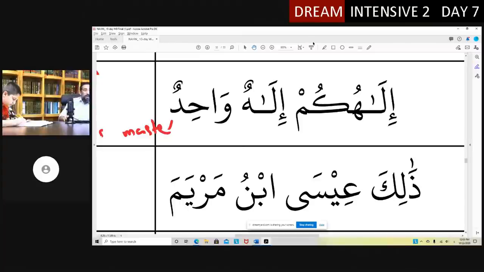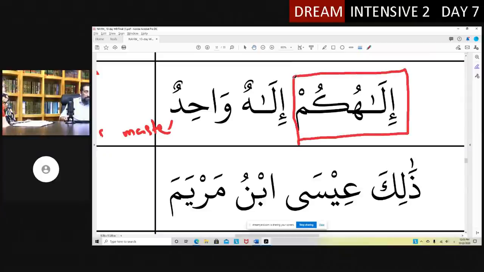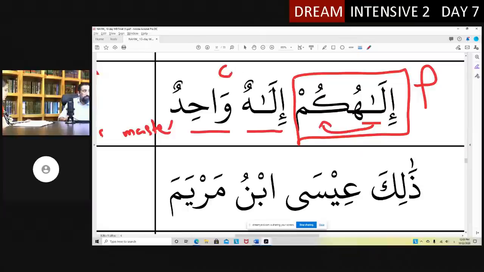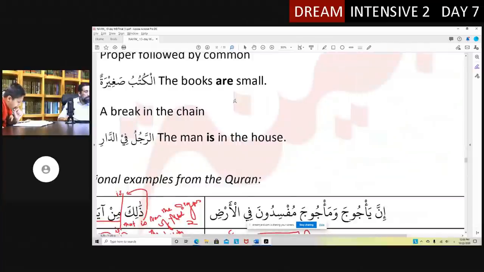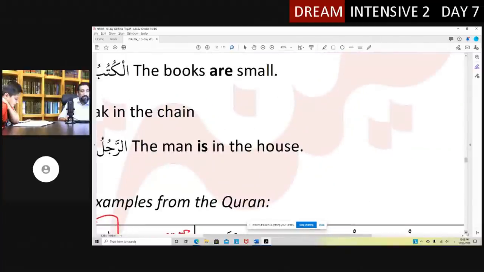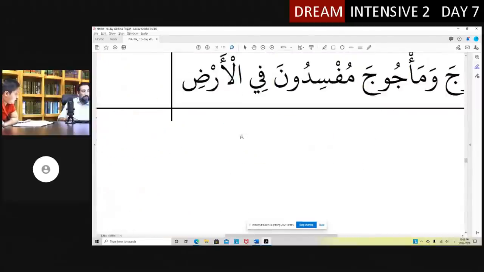Now, all I care about is whether this mudaf ilay is proper or common. The mudaf can only be proper if the mudaf ilay is proper. A pronoun is always proper. So this whole thing is proper. And then ilahun wahidun is a mawsuf sifa, a single God. The four properties match, and this is common. Now go back up in your hints. What does it say? Proper followed by common has an is in between. The God of all of you is a single God.